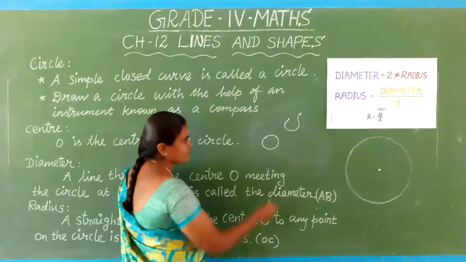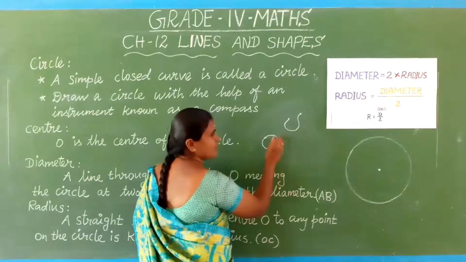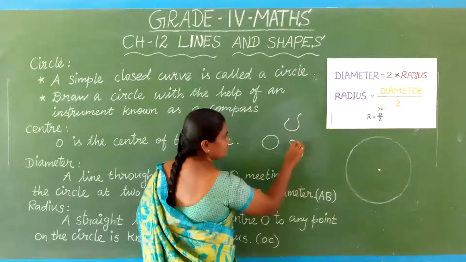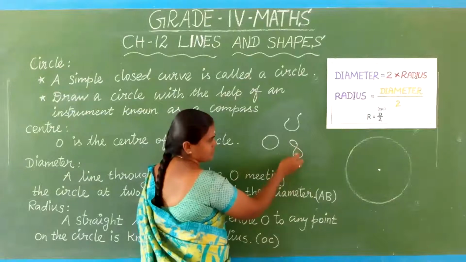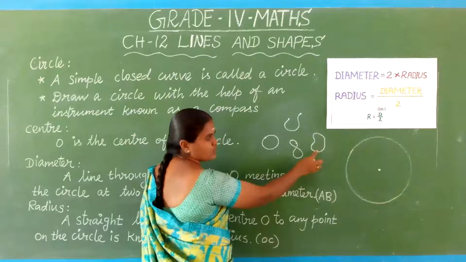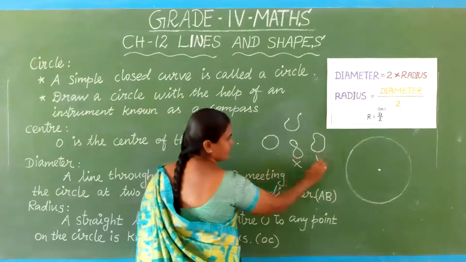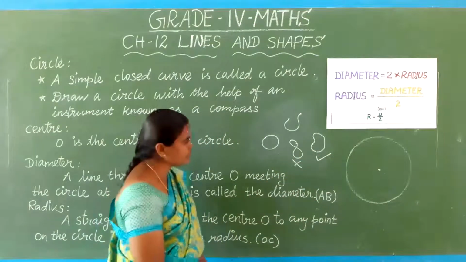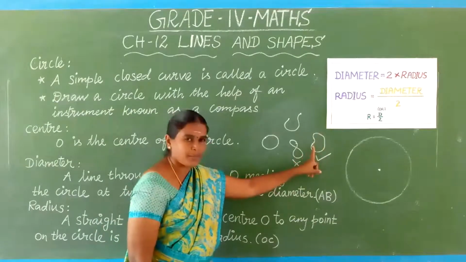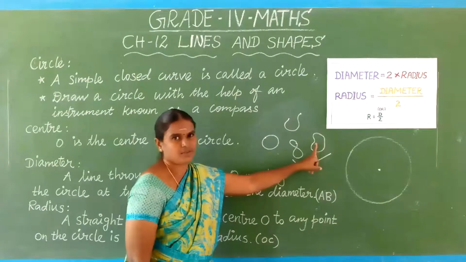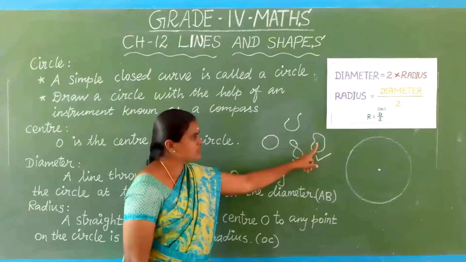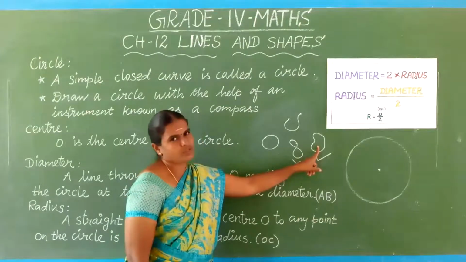Simple closed curve. A simple closed curve means a closed curve that does not cross itself. So this is not a simple closed curve because it crosses. This is a simple closed curve. This one is not a simple closed curve. So a simple closed curve means the starting and ending point come to the same point without crossing itself. This one is not a simple closed curve. This one is a simple closed curve.